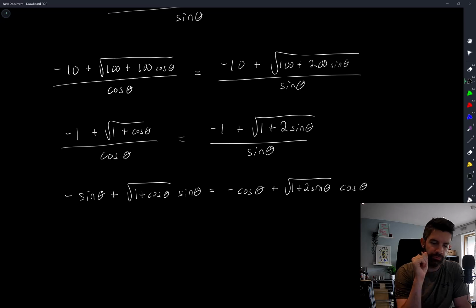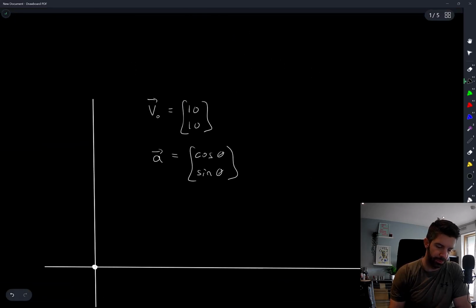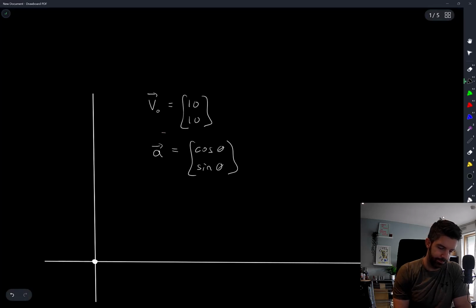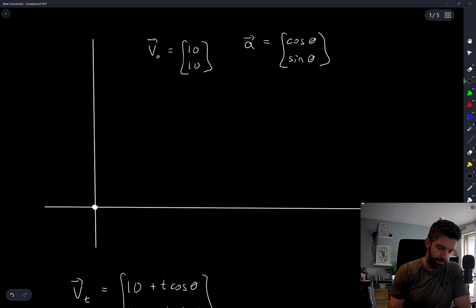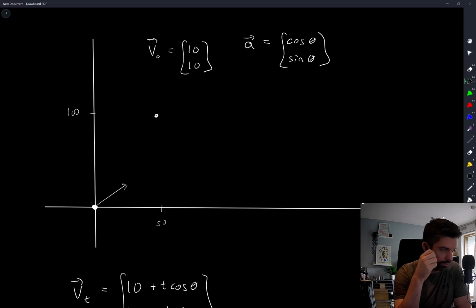Based on the geometry of the problem, we could probably rule out a few things. The initial direction of the particle is moving 10-10, so 45 degrees, but the point we have to reach is up here at 50-100. So we know the acceleration should probably have a larger vertical component than horizontal component, right?